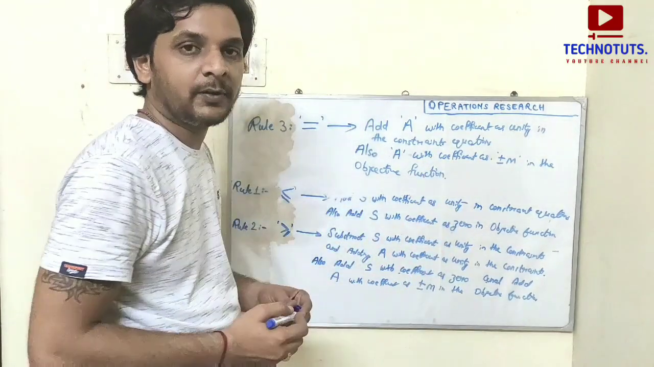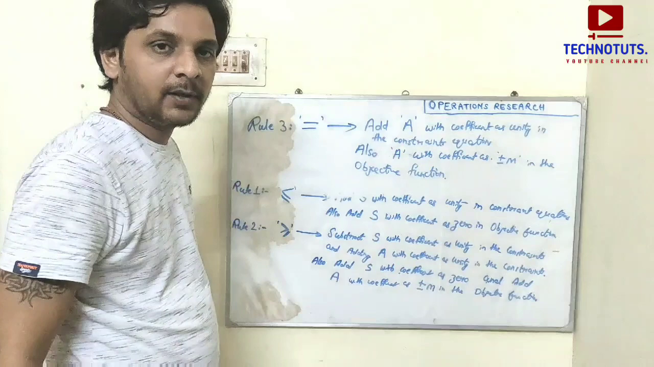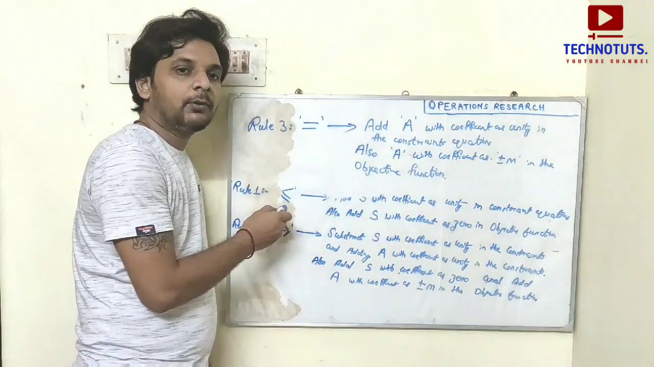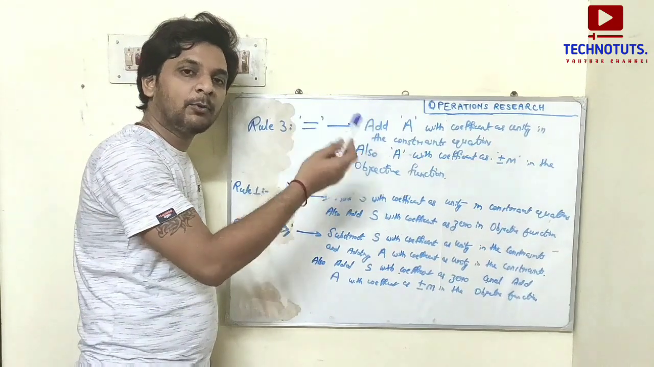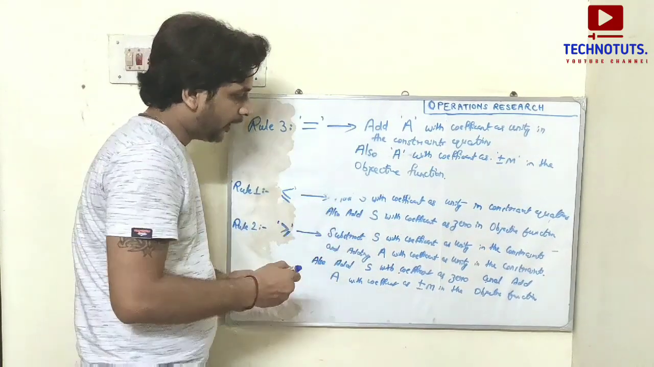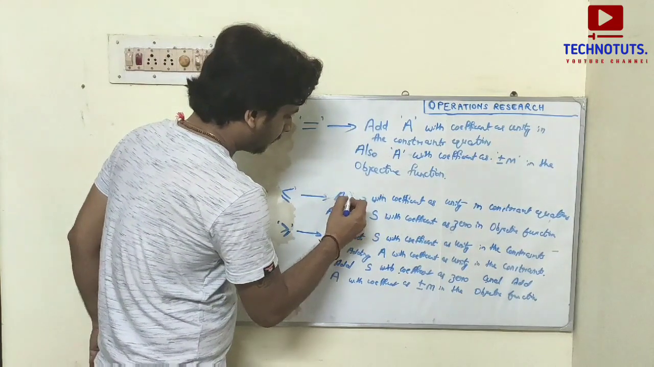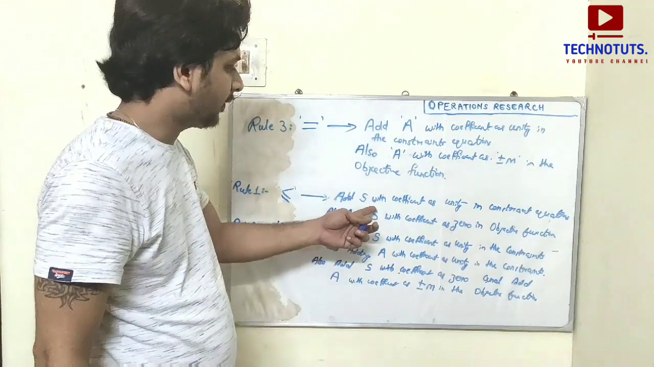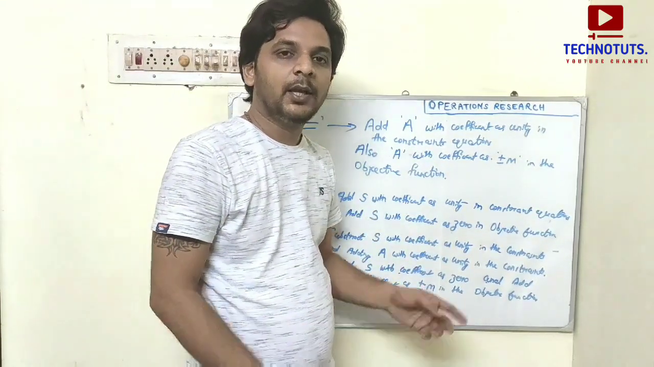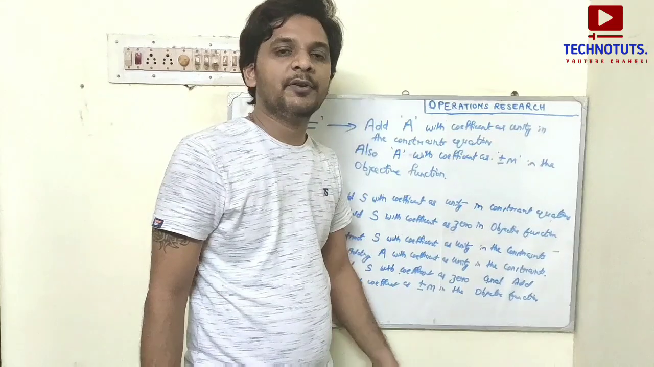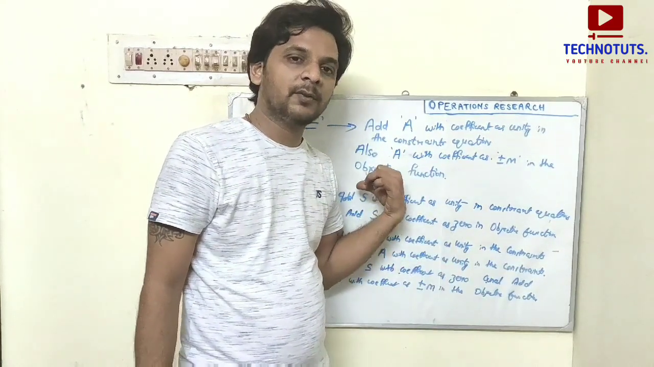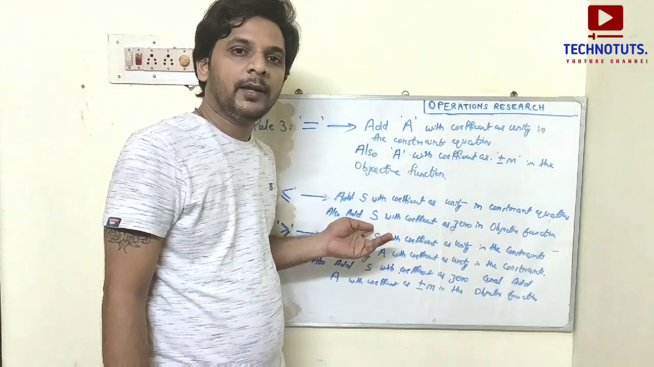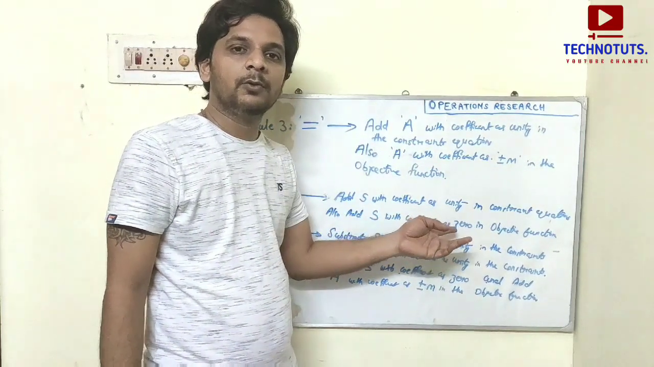Okay, friends, so let us revise once again. Rule number 1 says that whenever the less than or equal to sign appears in the linear programming problem, we have to add the slack variable s with its coefficient as unity in that particular constraint equation wherever this sign occurs, and we have to also add this slack variable s with its coefficient as 0 in the objective function.